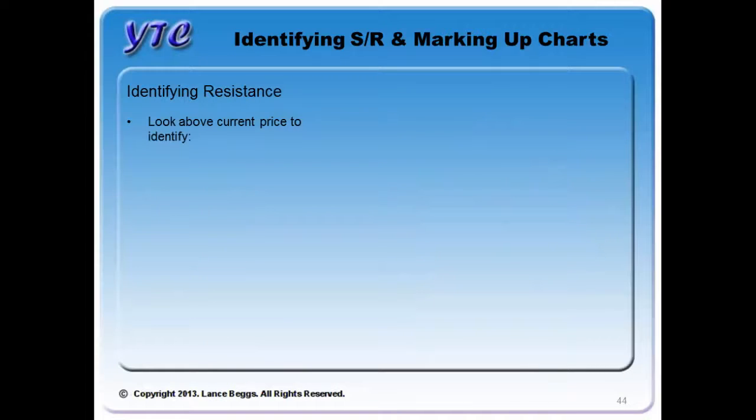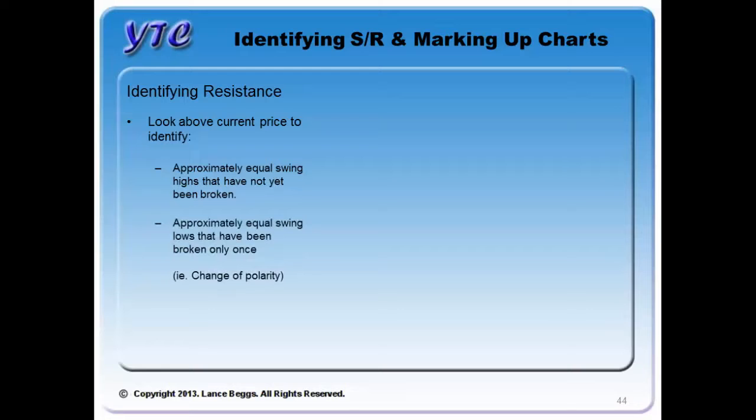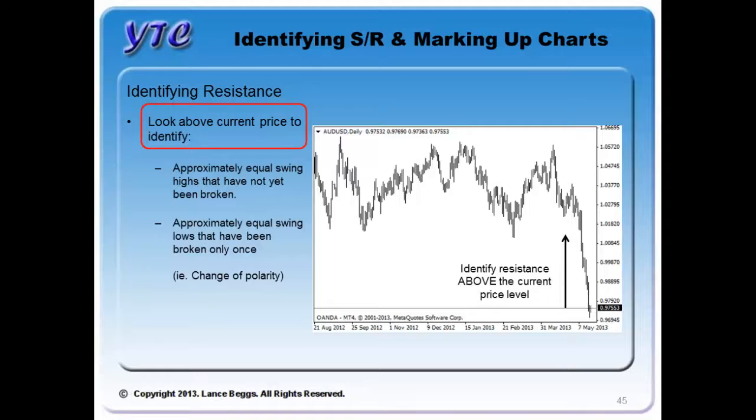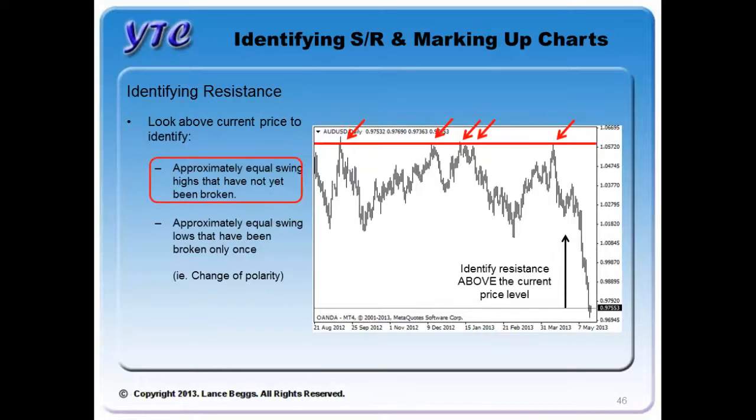Identifying resistance is just the opposite process. Look above current price to identify approximately equal swing highs that have not yet been broken, and approximately equal swing lows that have been broken only once, that is, a change of polarity. So upon opening a blank chart, identify the current price level and look upwards. Here we have several swing highs, all at approximately the same level, defining a resistance level.